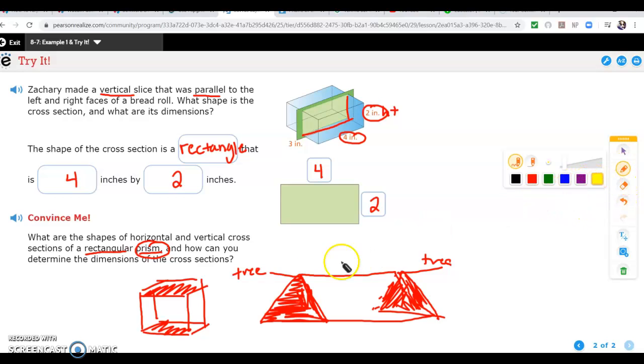So if I were to make the faces yellow, here's a face. There's another identical face on the other side, and then the third face is going to be what's actually on the ground.